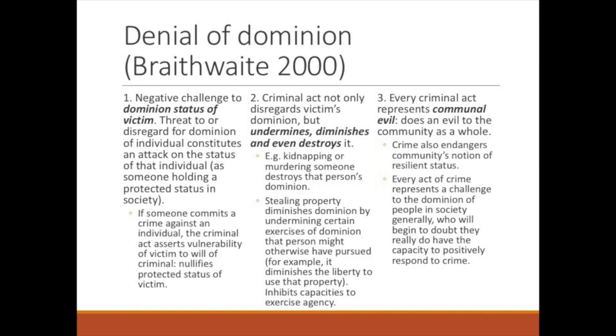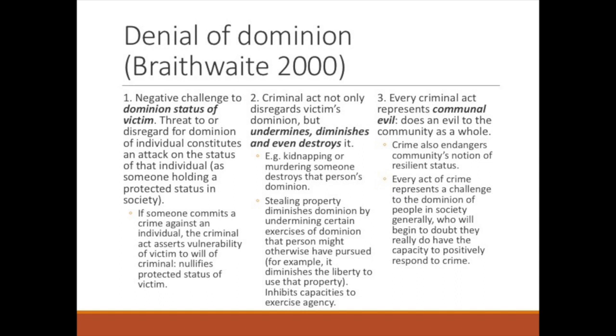The second point is that the criminal act doesn't just disregard dominion, but it undermines, diminishes, or possibly destroys that dominion, that personal liberty. For example, kidnapping or murdering someone is more or less the ultimate destruction of that person's dominion. Even stealing property diminishes dominion because it undermines the way that someone might have exercised their dominion or their liberty had that property not been stolen. So we're talking about inhibiting the capacity of a person to exercise agency.